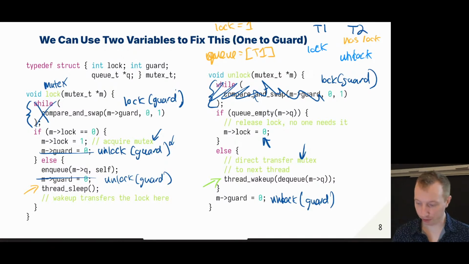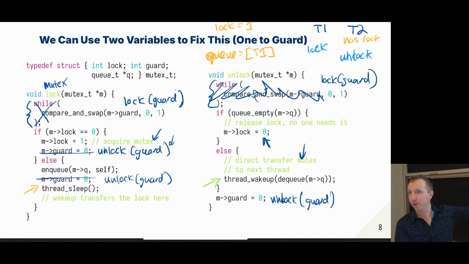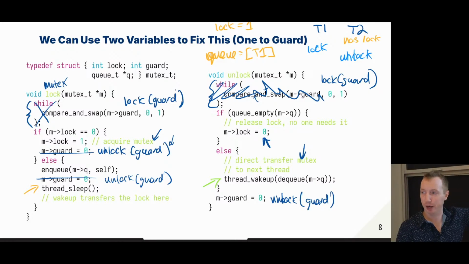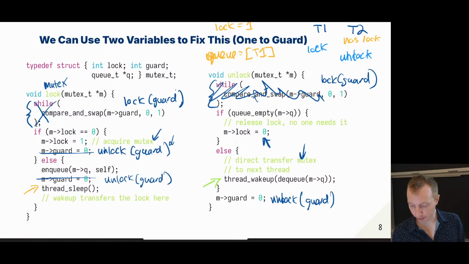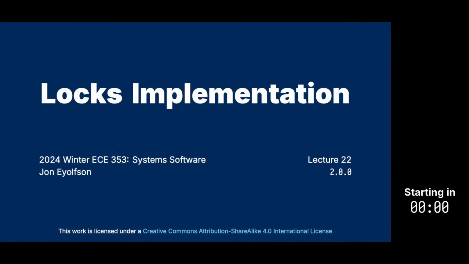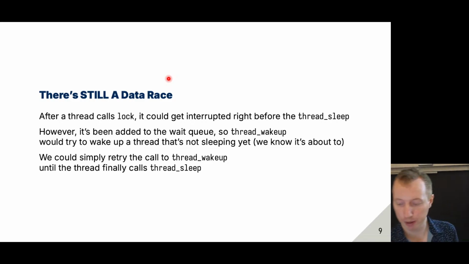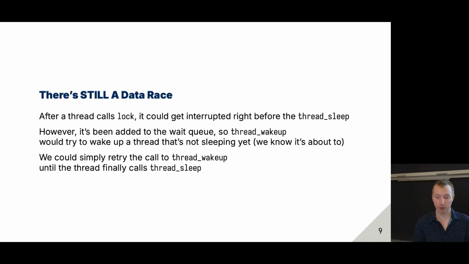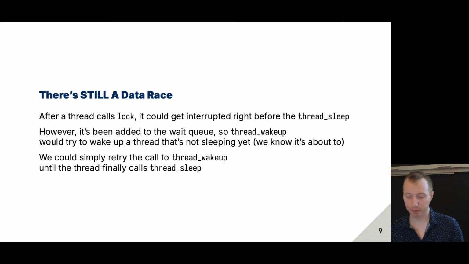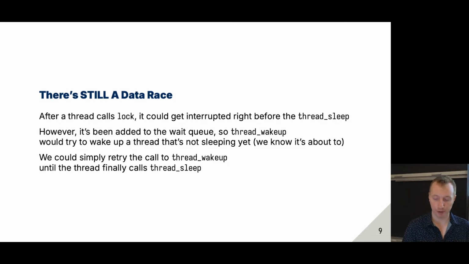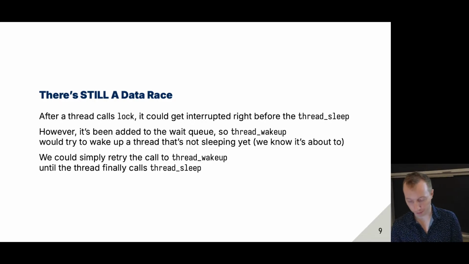All right, good. So this minus that little fix is the implementation of a mutex. You can just use it, but under the hood, this is essentially what the implementation looks like. We still had a bit of a data race in the case that a thread called lock and got interrupted before it actually went to sleep. But because it was safely added to that queue, thread wake up can just try and wake it up until it's successful because we know it's about to fall asleep. So we just retry it over and over again until it finally wakes up.